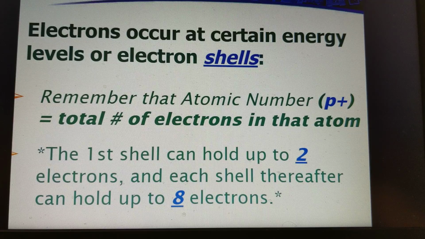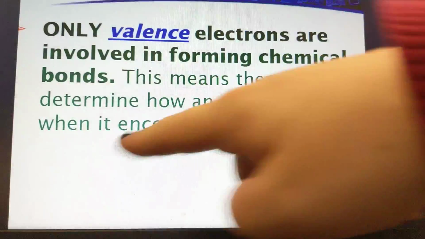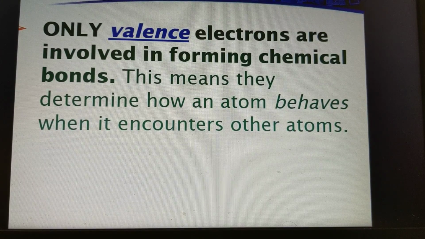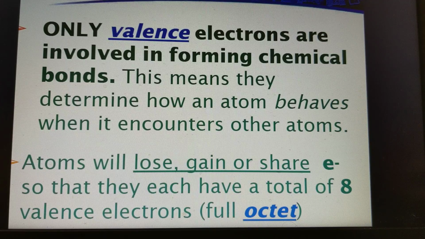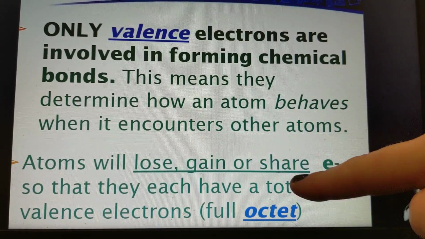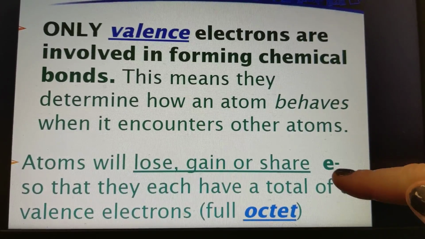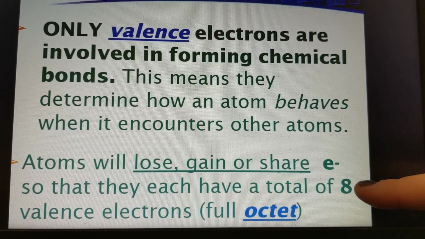Our last 2 words that we need to fill in are going to be valence. You might want to put a big star or highlight this part because this is a big idea about everything we talked about in our notes today. Only valence electrons, the outermost ones, are involved in chemical bonding. And that atoms will lose, gain, so there's transfer, or share, which is covalent, electrons, symbolized by a lowercase e and a negative. It's going to be our symbol for electrons, so that they have a total of 8.